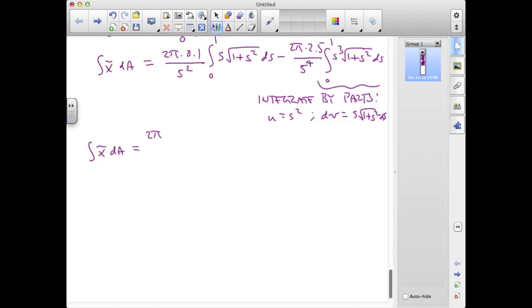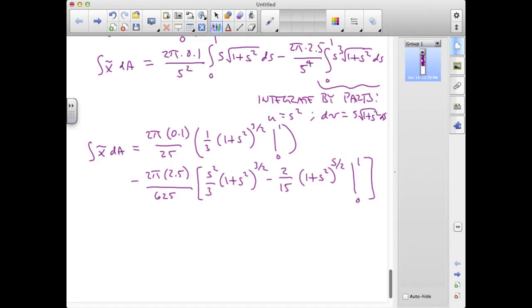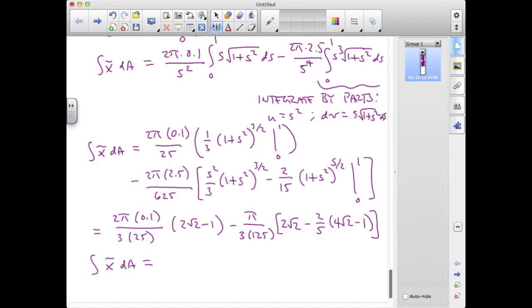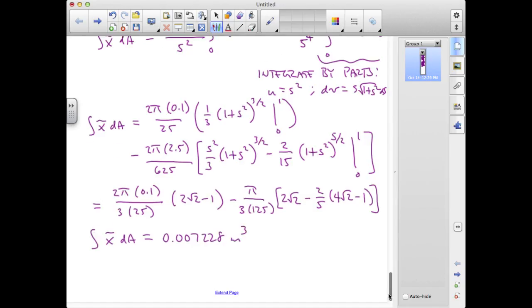The first term can be evaluated directly, and that is 1/3 times 1 plus s squared to the 3/2 between these limits of 0 and 1. And the second term looks like this. When we're all done, the numerical value that comes out of this is 0.007228 meters cubed. And that means our average position for this shell is the ratio of these two terms. And that number turns out to be 0.079 meters.